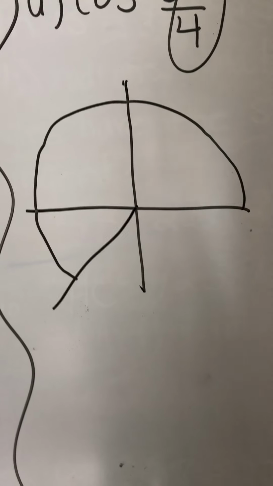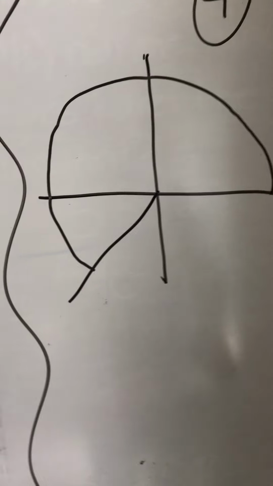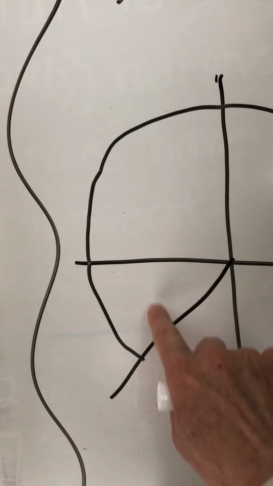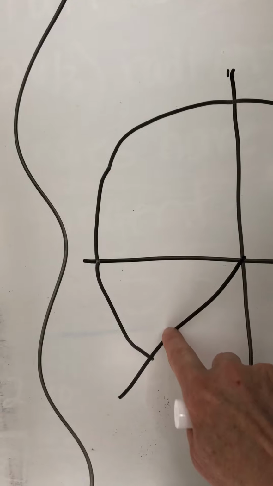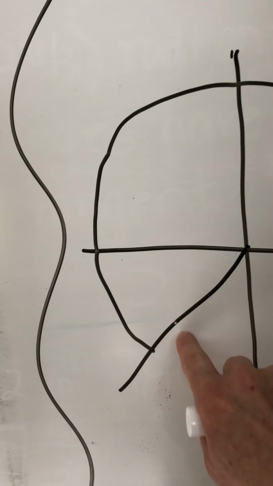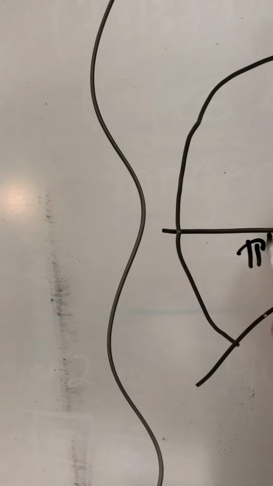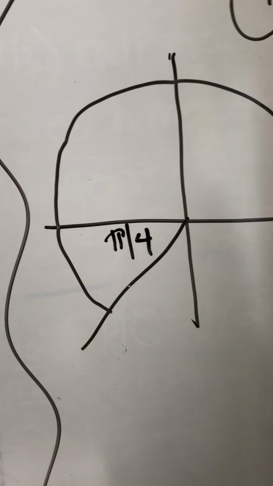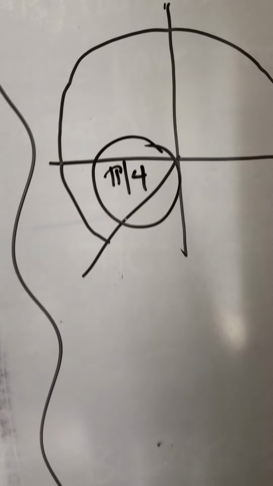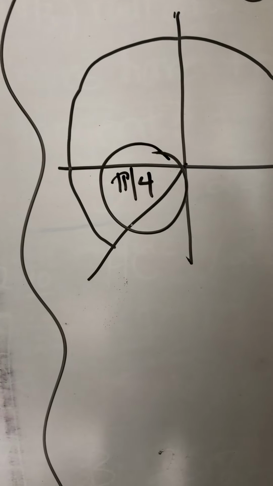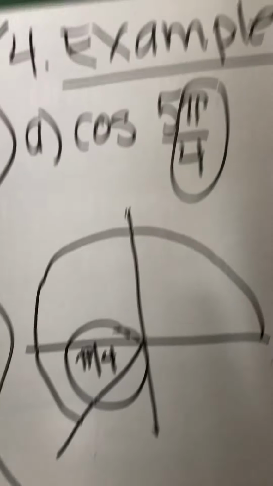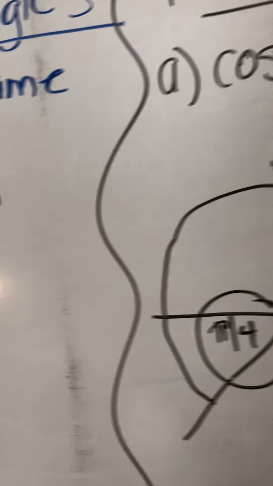The next thing I do is I say, okay, well, how far am I from the x-axis where I landed when I rotated? Well, I was counting. I went pi over 4 past the x-axis. So that angle right there is called my reference angle. And I know what cosine is of pi over 4. So here's what we do first.